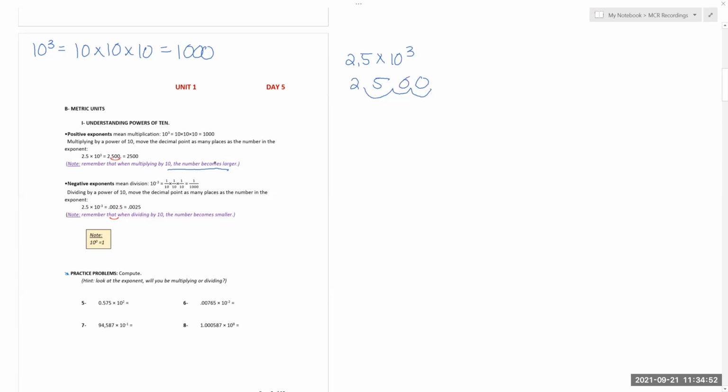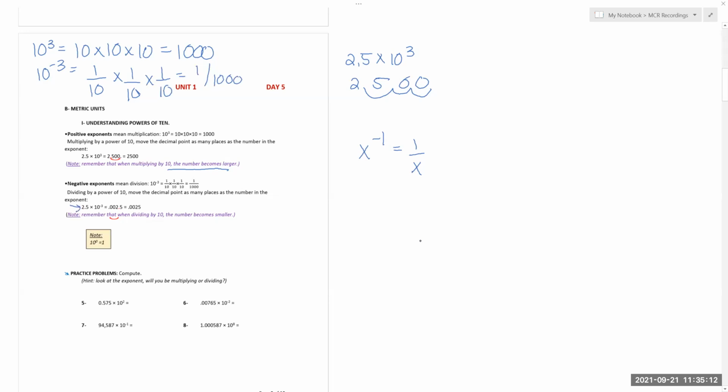Negative exponents are the same as division. So if you have x to the negative 1, that's 1 over x. So if you had something that's 10 to the negative 3, that's 1 over 10 times 1 over 10 times 1 over 10, or 1 over 1,000. That's like dividing by 1,000.